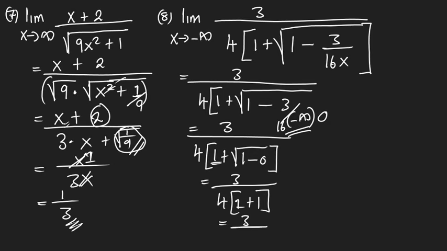You're getting a 3 over 4. Then 2 inside. This is going to give you 3 over 8. Okay? And basically that is how you get your final answer. Okay? So that is question 8. Okay, let's now proceed. We go to question 9.